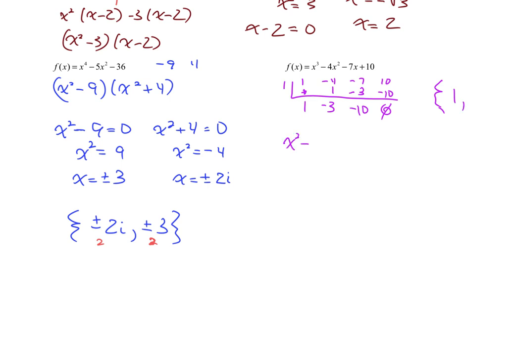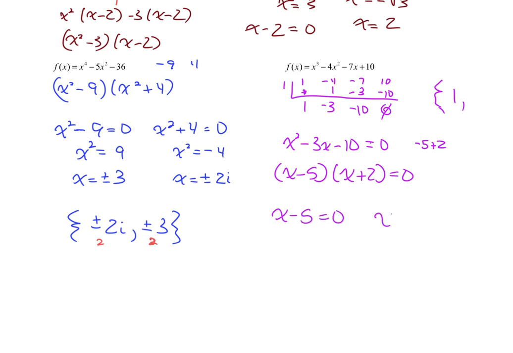Now that's x squared minus 3x minus 10. This one happens to factor. If not, I will use my quadratic formula. Factors of 10 that give me -3 are -5 and positive 2. So this becomes x minus 5, x plus 2. So x minus 5 equals 0, x plus 2 equals 0, x equals positive 5, x equals -2.